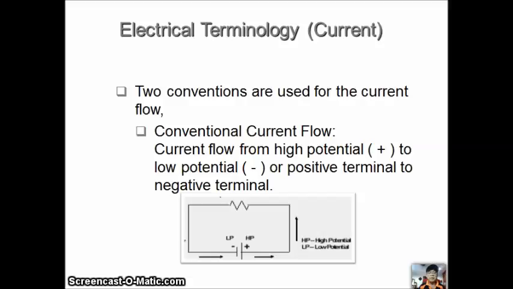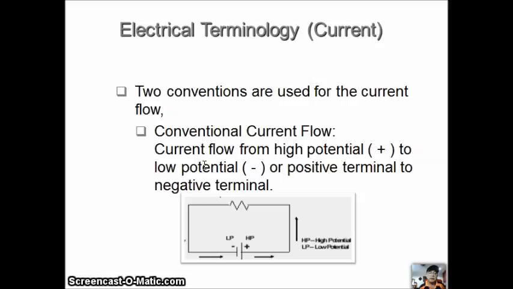For the current flow, there are 2 conventions. We have the conventional current flow and also the electron flow. So these 2 conventions explain how the current flows in a circuit. What is conventional current flow? This is the original idea.